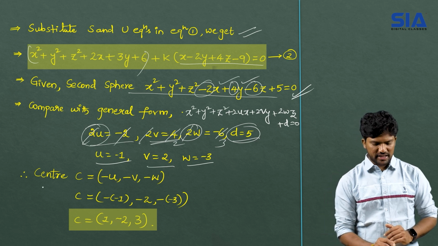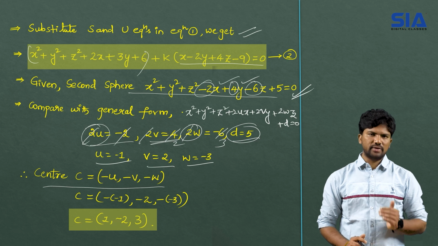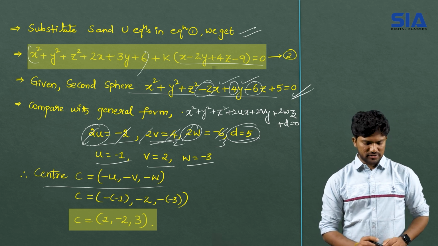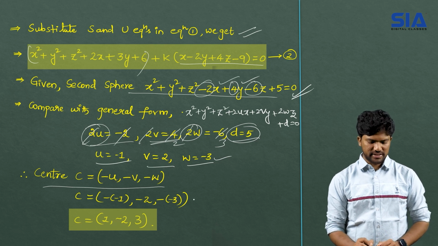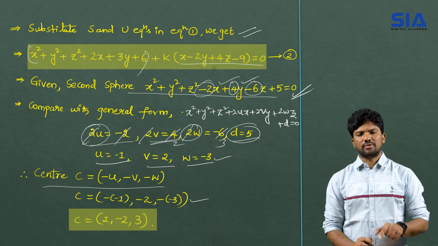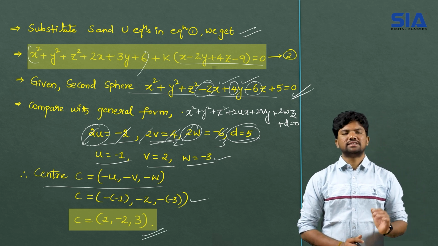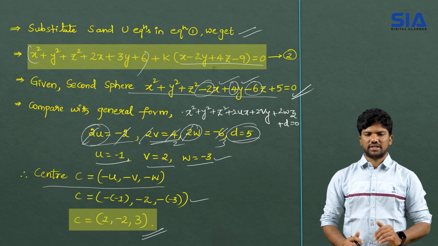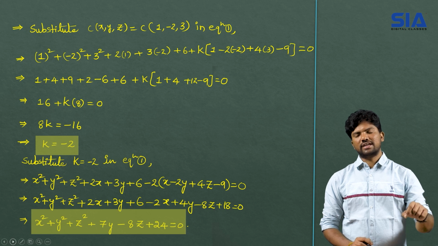You know very well, the center of the sphere, capital C, is equal to (minus u, minus v, minus w). That is the formula. So already we got those u, v, w values. Substitute in that equation. C is equal to (minus half, minus 1, comma, minus 2, comma, minus half, minus 3). So therefore the center of the second sphere is C is equal to (1, minus 2, 3). These are the values. Now substitute this center in the equation.